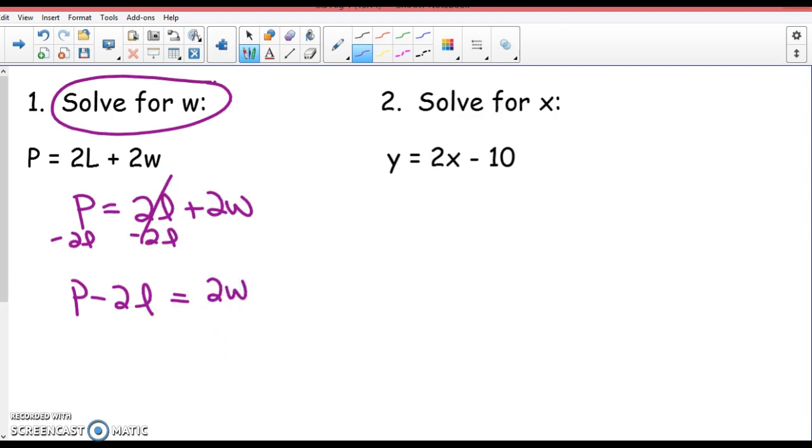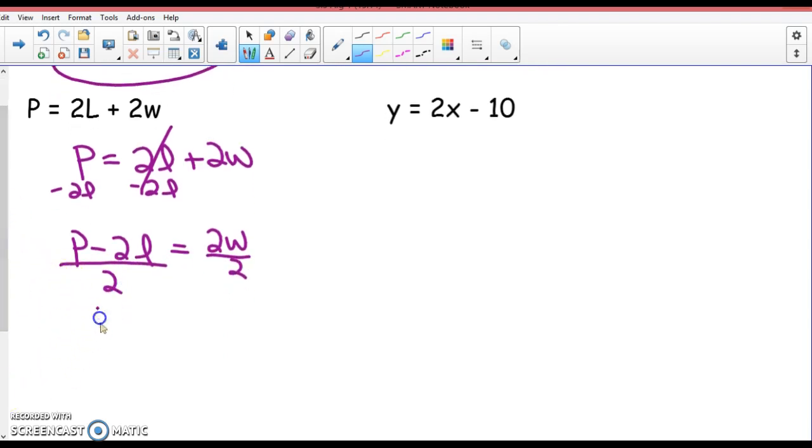Justin, you writing this down? Do you guys see how I moved 2L over the other side? Well, what do I need to finish doing to get W alone, Charlie? Yeah, watch how I'm going to do this. Divide this side by 2. Divide that entire side by 2. So, I've got P minus 2L divided by 2 equals W, and I'm done.